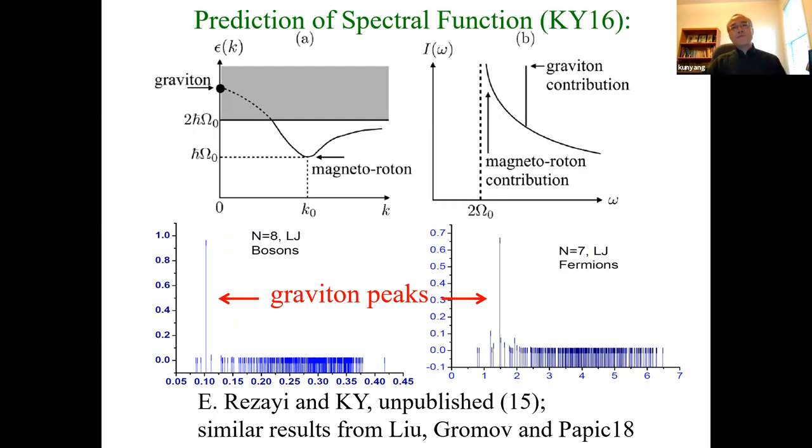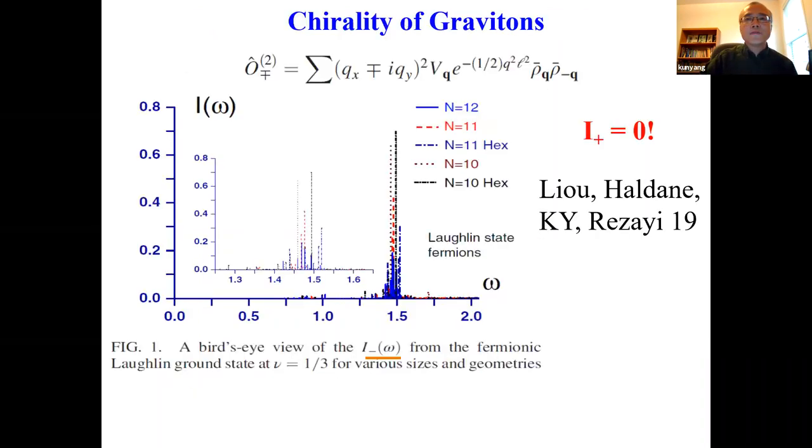However, there's another aspect that was not revealed in this calculation, which is the chirality of the graviton. I said the graviton should have angular momentum two, but in two dimensions, it should have two possible chiralities. It's either plus two or minus two. In this work, we demonstrated that it is minus two by altering the d_{x²−y²} spectral weight to altered operators, which carry angular momentum minus two and plus two respectively.